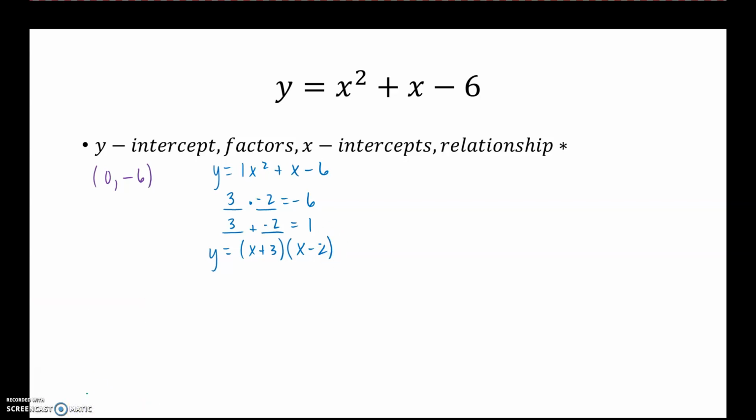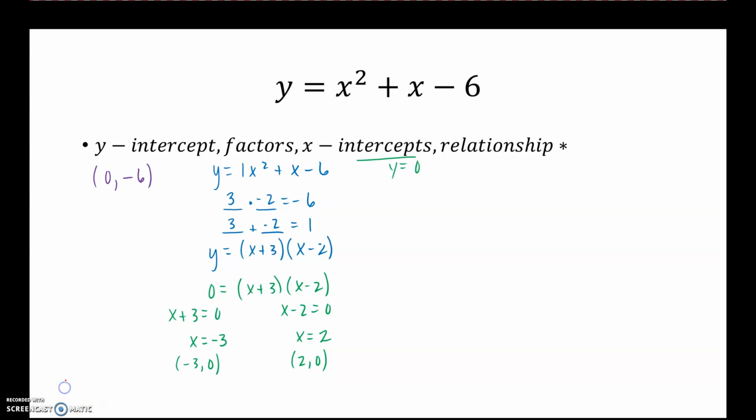Okay, my x-intercepts, I set y equal to 0. So that's why we prompt you to factor first. I set y equal to 0. Now I take each factor, I set it equal to 0, creating two simpler, smaller equations. Solving for x, I subtract 3 from both sides, so I get x is equal to negative 3. And I get x is equal to positive 2. And when I write those as ordered pairs, I get negative 3, 0 and 2, 0.